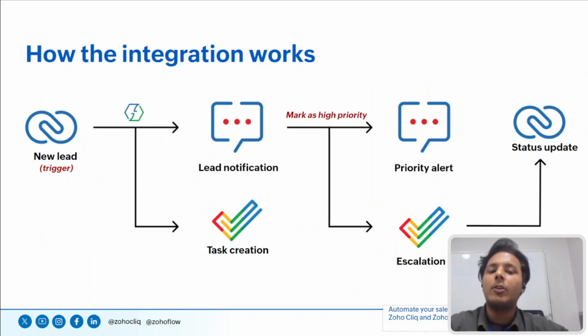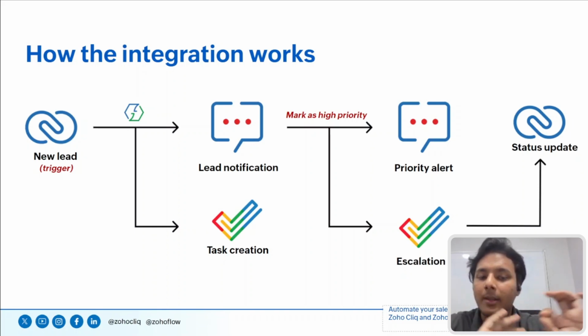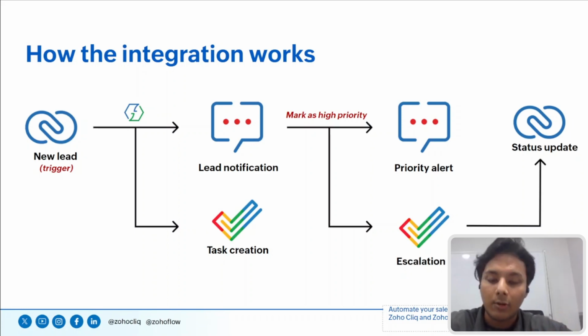Now, let's take a quick look at an example workflow to better understand how this integration works. It all starts with a trigger, something that happens in one of your apps. For instance, here, a new lead is added to Zoho CRM. This event kicks off a series of automated actions with the help of Zoho Flow. The first step might be to send a notification in Zoho Cliq so your team is immediately aware of the new lead. At the same time, a follow-up task can be created in Zoho Projects to assign the lead to a particular sales rep.